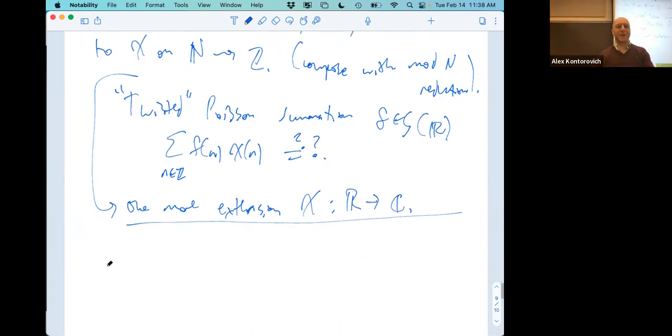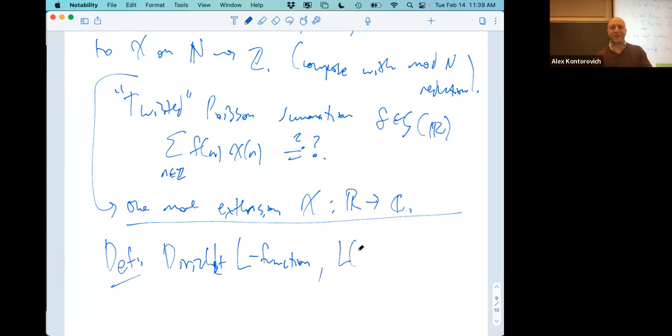I should define one more object. The key object here is the Dirichlet L function, Lejeune Dirichlet. I don't know if the L is for Lejeune. It is a summation, not just 1 over n to the s like the Riemann zeta function, but you just put the character over n to the s.